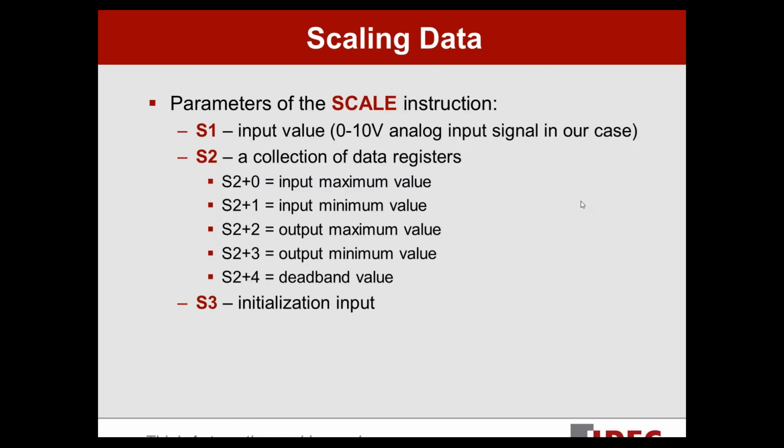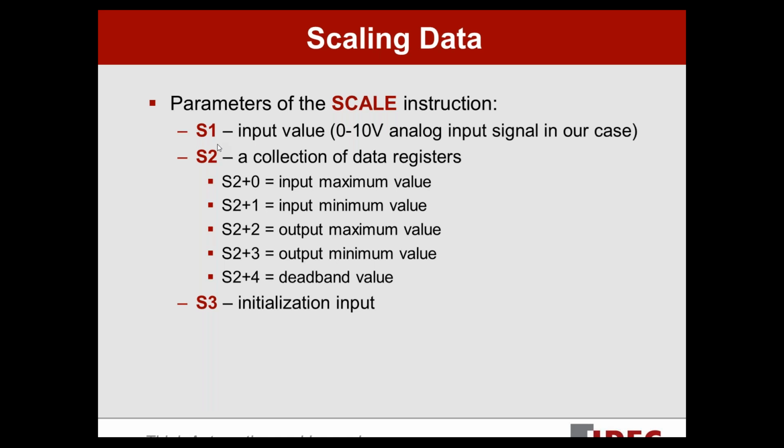Okay. Some of the parameters of that scale instruction, you'll see we've got 3 sources that we need to enter. That's what the S stands for in any of our instructions. S is for source, D is for destination. Our first source here is our input value. And in our example, it's going to be that 0 to 10 volt pressure sensor that's coming into the PLC.